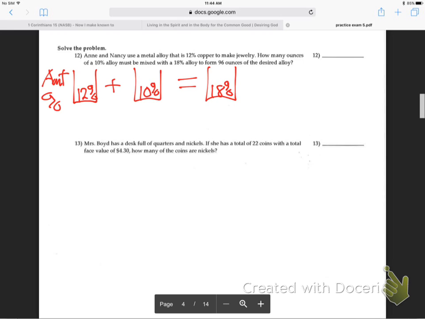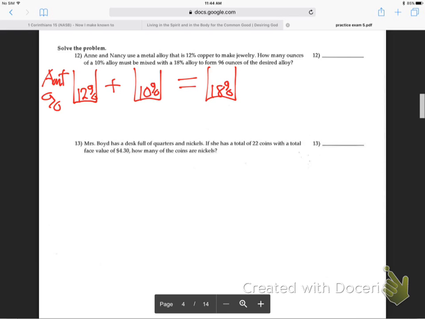So if I said, hey, I mixed some 10% stuff with some 16% stuff, and it came out 18%. No. When you mix, it becomes between them. The stronger and the weaker become between.